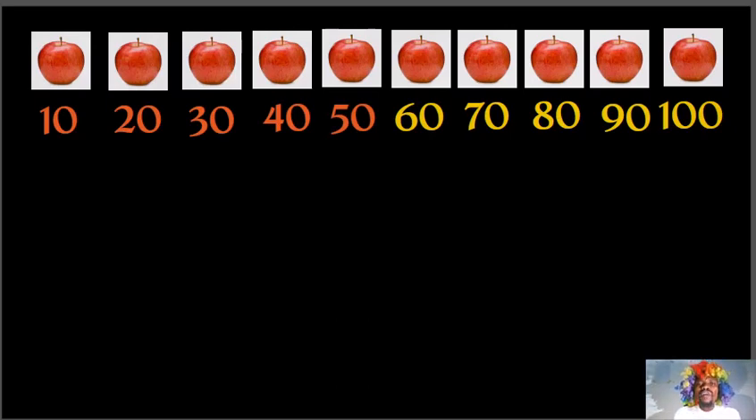So if I add another apple to make it 11, and we are counting in tens, what do you think will be the answer? 110. I add another one to make it 12 apples. What do you think it will be? 120, 130, 140, 150, and it continues like that. Okay, so that is counting in tens, not counting in ones.